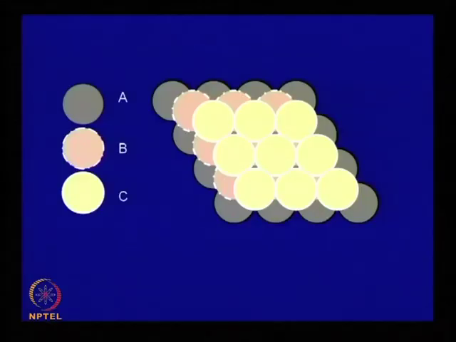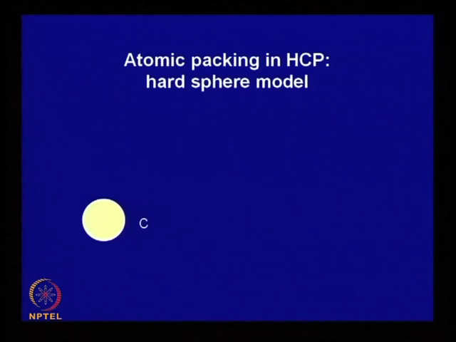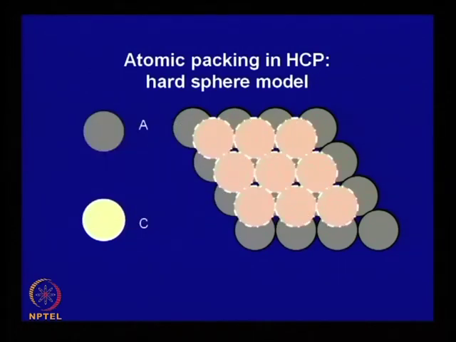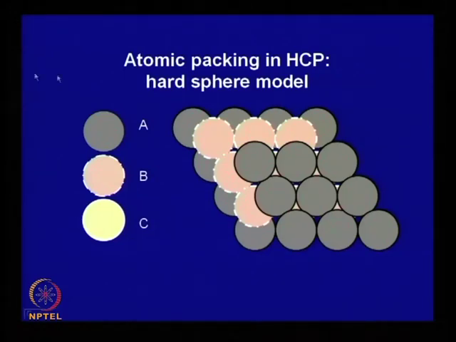Now try and visualize the same thing in a hexagonal structure, which is shown over here. You have one layer, we call this A, then a second layer, and then a third layer. The second layer is B, and the third layer goes and occupies layer A; there is no C layer. Try and visualize this: it resembles the hexagonal closed packed structure.